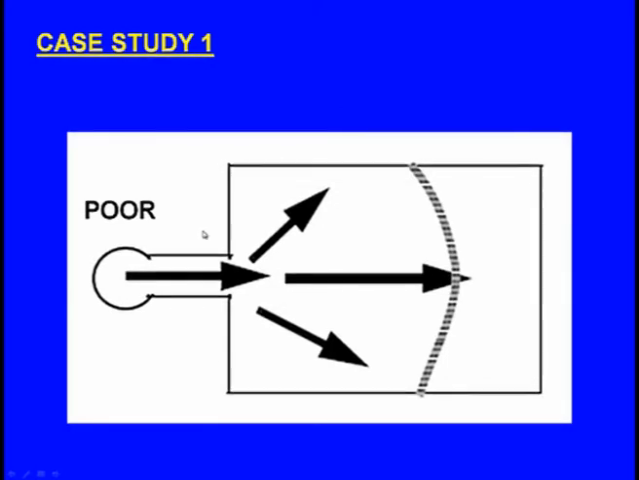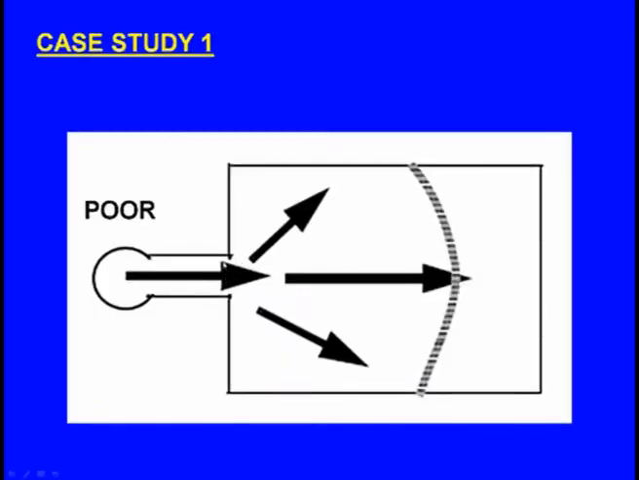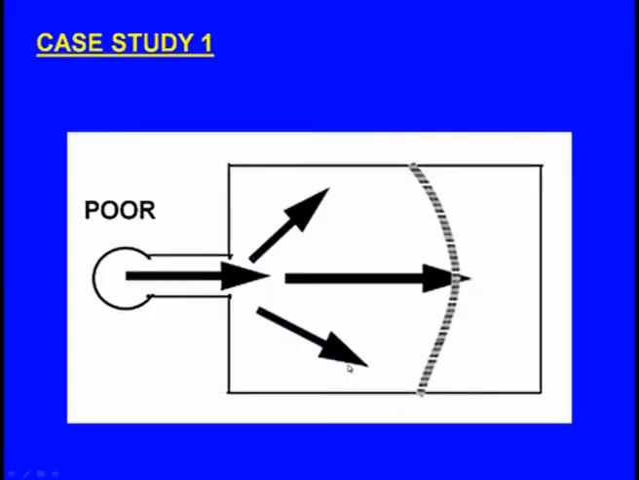Now, you see this one, this is the casting. Here is the sprue, the sprue is perpendicular to this pot. And this is the runner, and here we can see the gate, and the molten metal flows and fills the cavity. The molten metal stream flows like this and like this. This is a poor design.